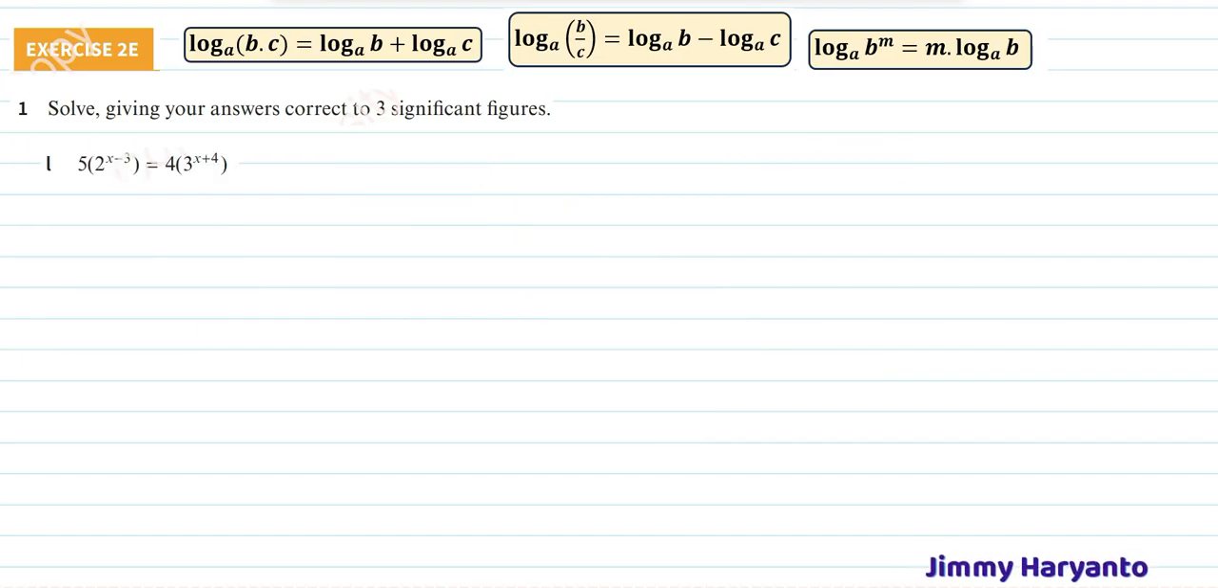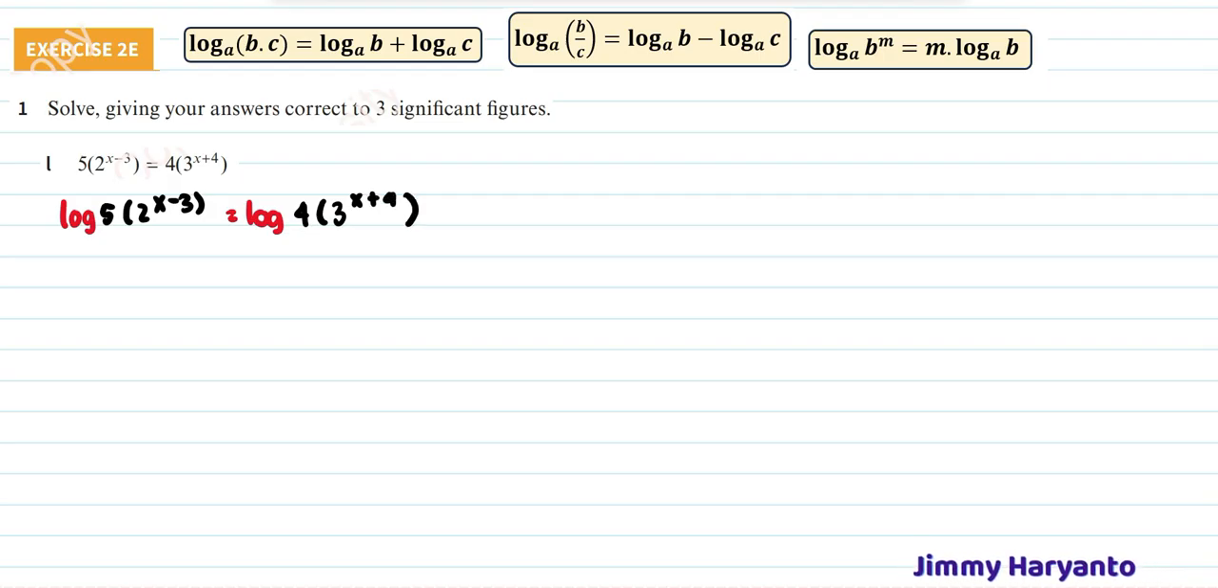And then for this one, it's still the same. You have to take log of both sides like this. This one is 5 times 2 to the power of x minus 3, equals 4 times 3 to the power of x plus 4. For this one we have multiplication first, so we have to use the multiplication properties. That means you have to separate the logarithm first like this.